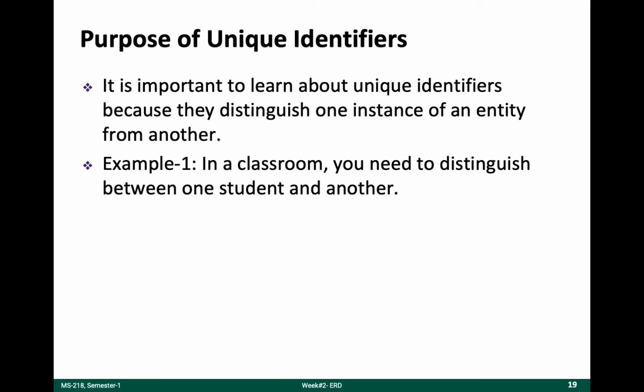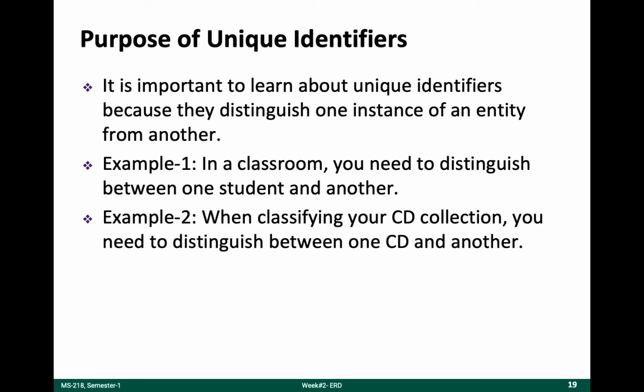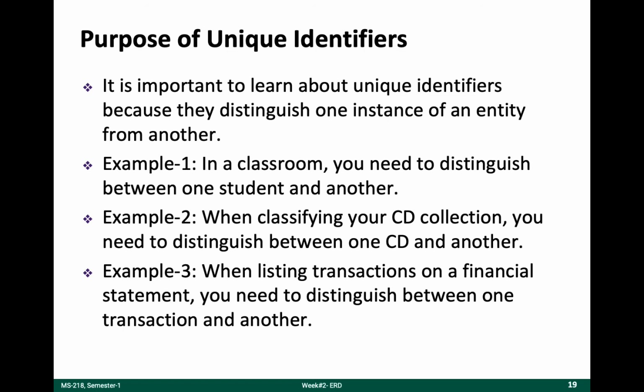Social security number, okay? So example 1, for unique identifiers: in a classroom, you need to distinguish between one student and another. When classifying your CD collection, you need to distinguish between one CD and another. Similarly, for transactions, you have to do this.